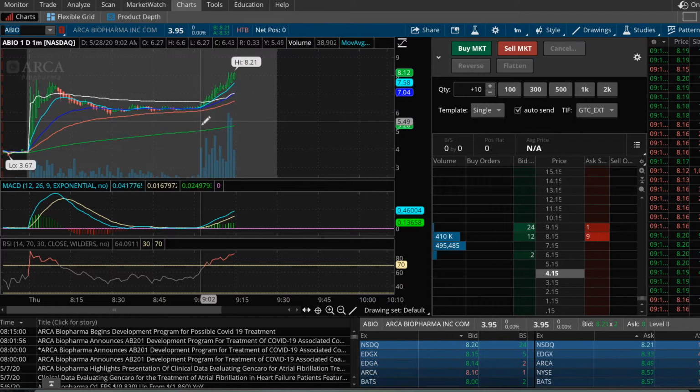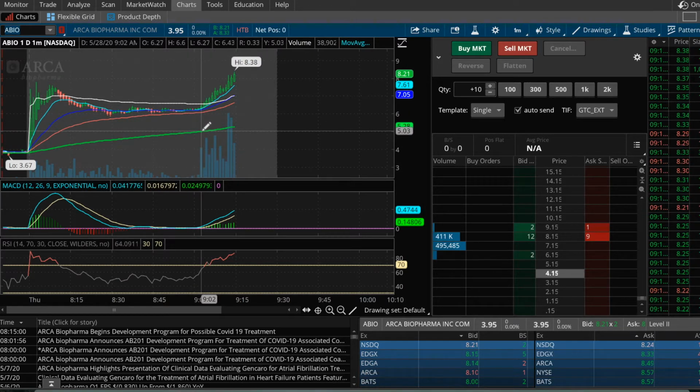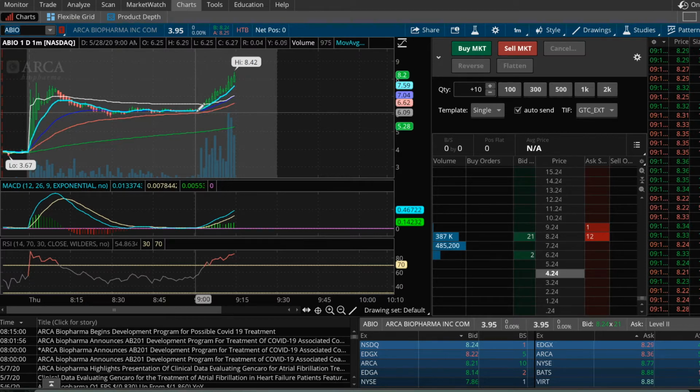And if it were to crack that, then you're looking at this 200 as your other area of support. So that's what you're looking at generally with a play like this. But now, why did it break back up? Well, because it got some volume.